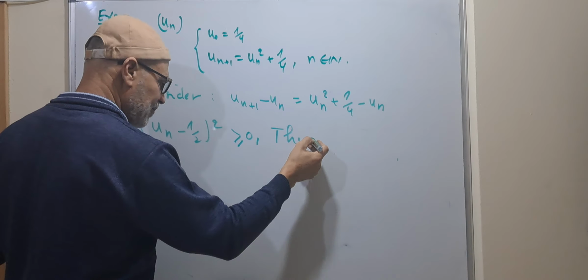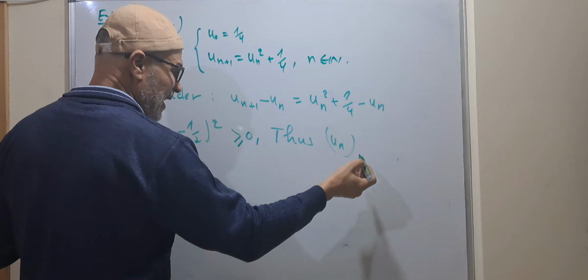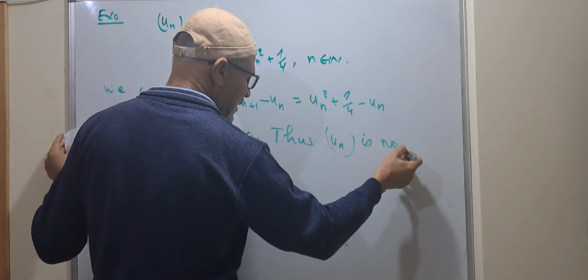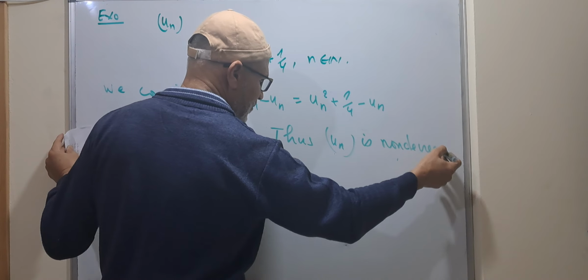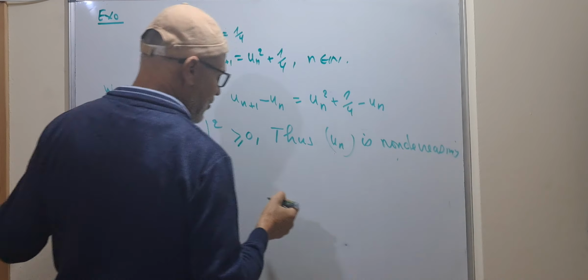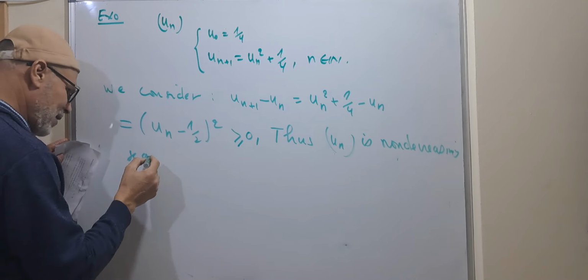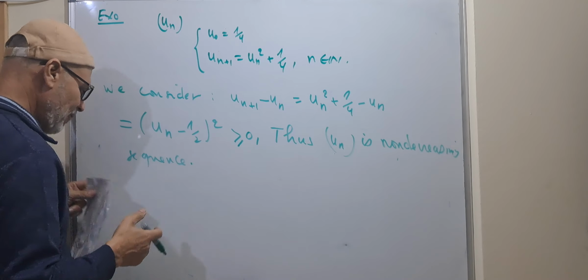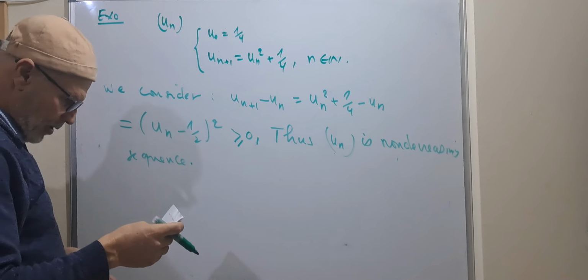Thus, Un is a non-decreasing sequence. This is the answer to the question.